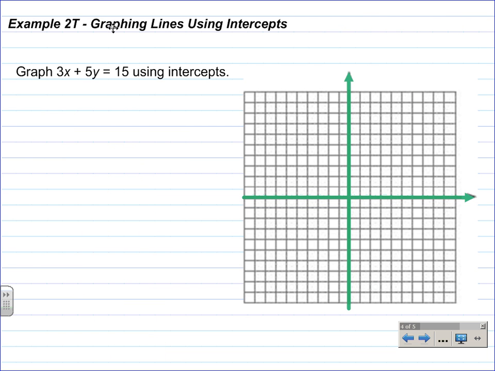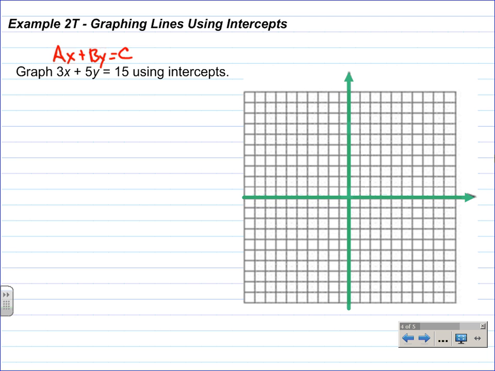Example 2t, graphing lines using intercepts, or graphing lines using the 0, 0 method. The reason you're going to want to use the 0, 0 method, or using intercepts here, is because this equation, 3x plus 5y is equal to 15, is in the standard form of a linear equation. And to find the x and the y, well, we're going to find the x and the y intercepts, then we're going to plot them on the graph.